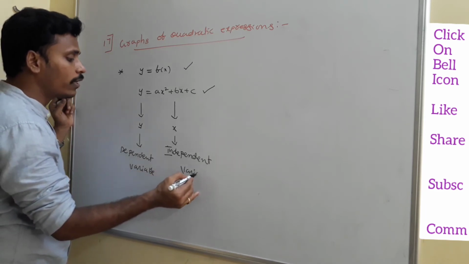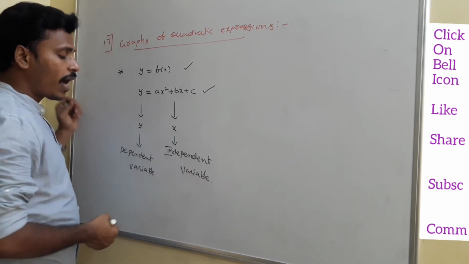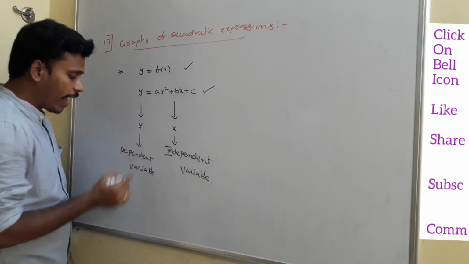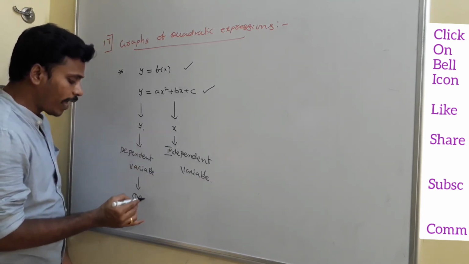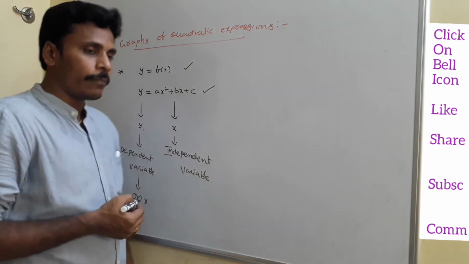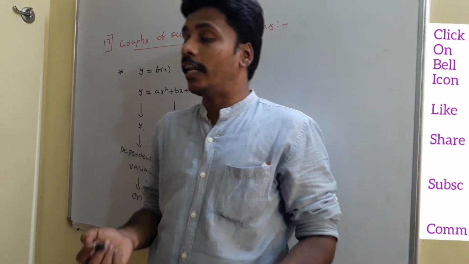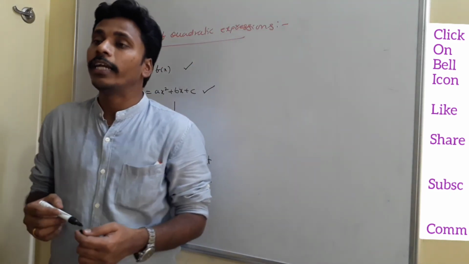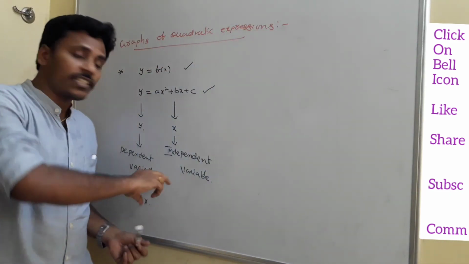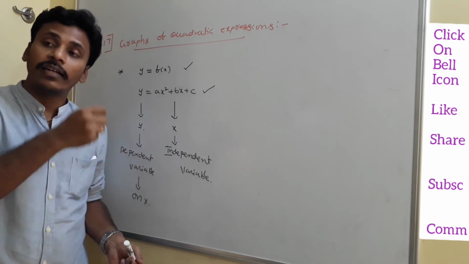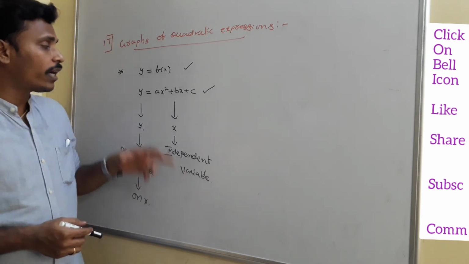Why are we calling y the dependent variable and x the independent variable? The value of y depends on x, that's why we call it dependent, and the value of x is independent. We can take any value, that's why we call it the independent variable. So we have a chance to change that x, and from that x we need to calculate the value of y.